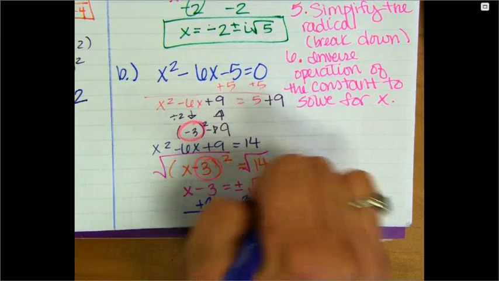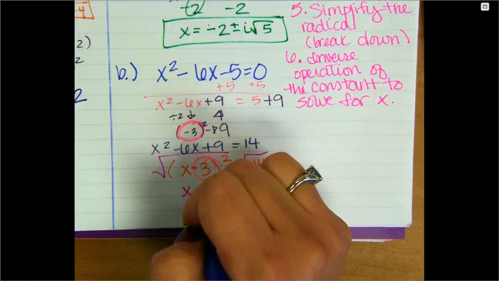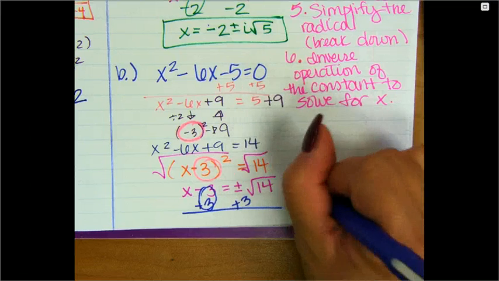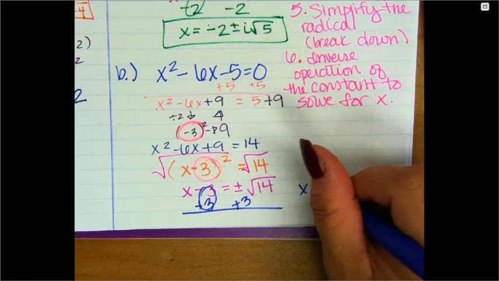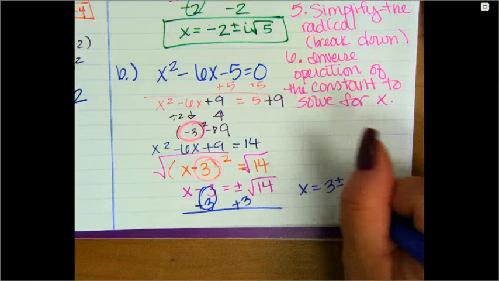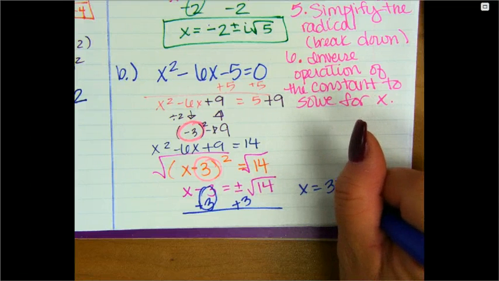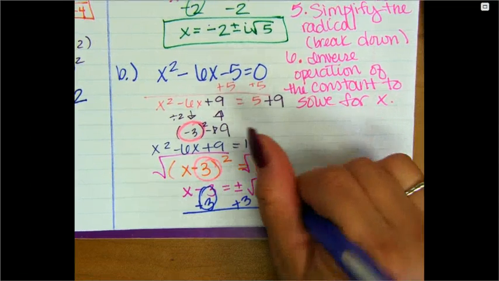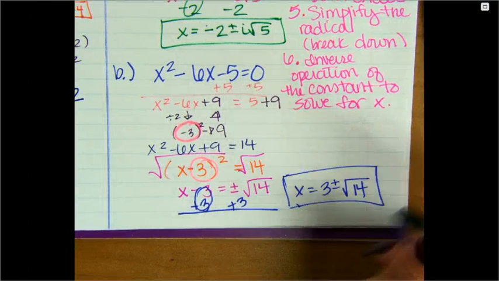I heard it. Add what? Add 3. So I get x equals what? 3 plus or minus radical 14. The less you participate, the less your mind is working.